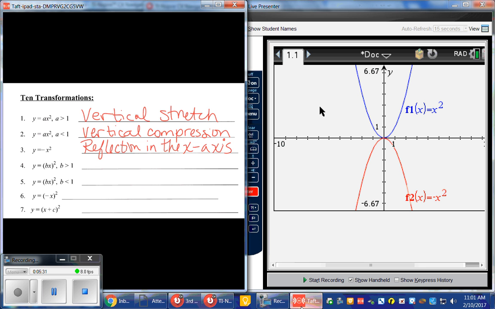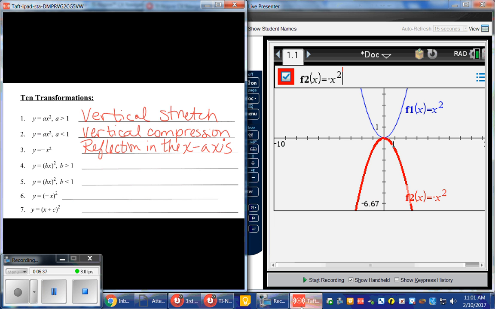So push tab. Go up. We're going to change it up a little bit. So now instead of negative x squared, go ahead and backspace. Let's clear out this line. Let's do open parentheses, and then I want a b value bigger than 1. 2. All right. So 2x close parentheses squared.